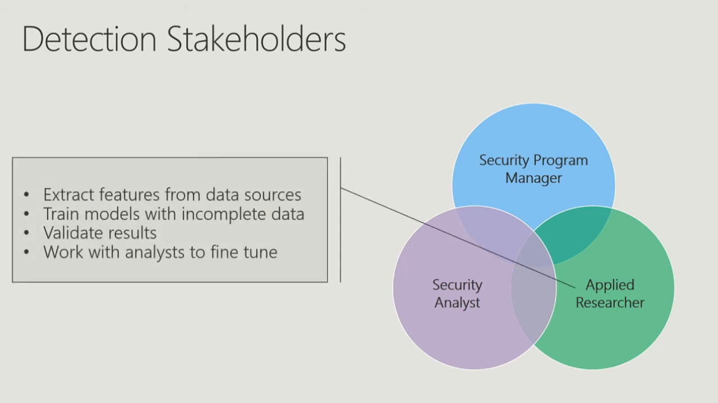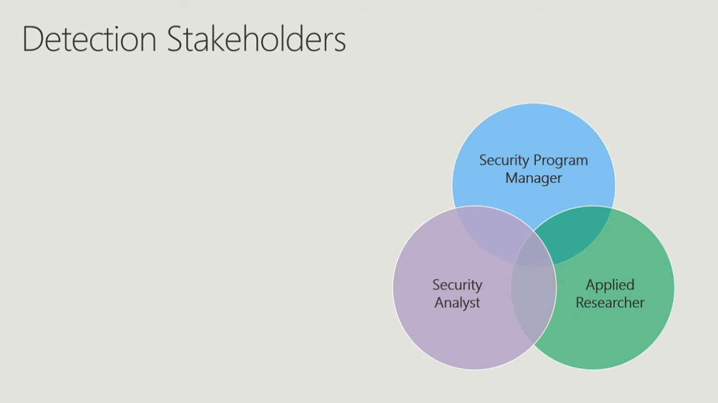The security analyst also works hand in hand with the applied researcher or data scientist. The data scientist or applied researcher's job is to extract features from these data sources in order to train models with incomplete data. And I'm saying incomplete data because most of the algorithms, and if you experience some security alerts in Azure Security Center, most of the algorithms that we productize, we run on incomplete data. We'll soon see a couple of real examples of how we productize them, how we generate high fidelity, high severity alerts with incomplete data, without having access to everything on the system or everything on the network. And finally, he works hand in hand with the security analyst to fine-tune this security alert.